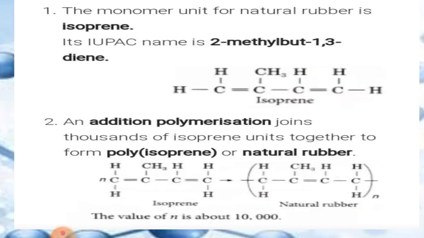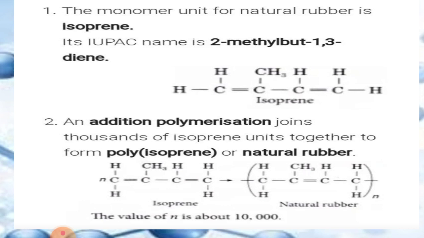Now let's see how natural rubber is formed. The monomer unit for natural rubber is what? It is isoprene. And what is the IUPAC name for isoprene? It is 2-methyl-but-1,3-diene. And what is the structure, student?